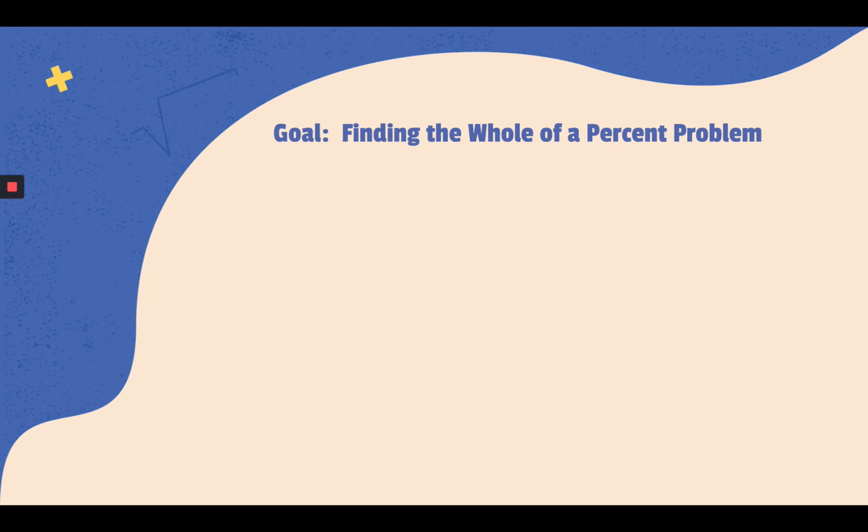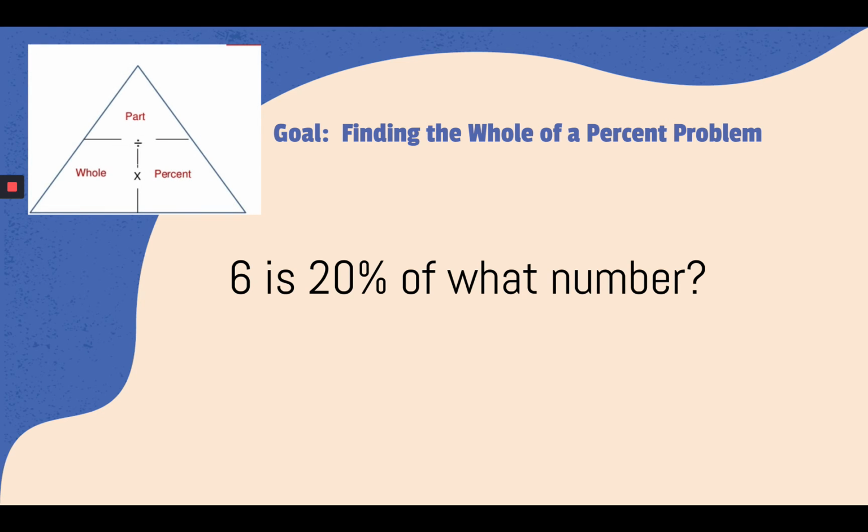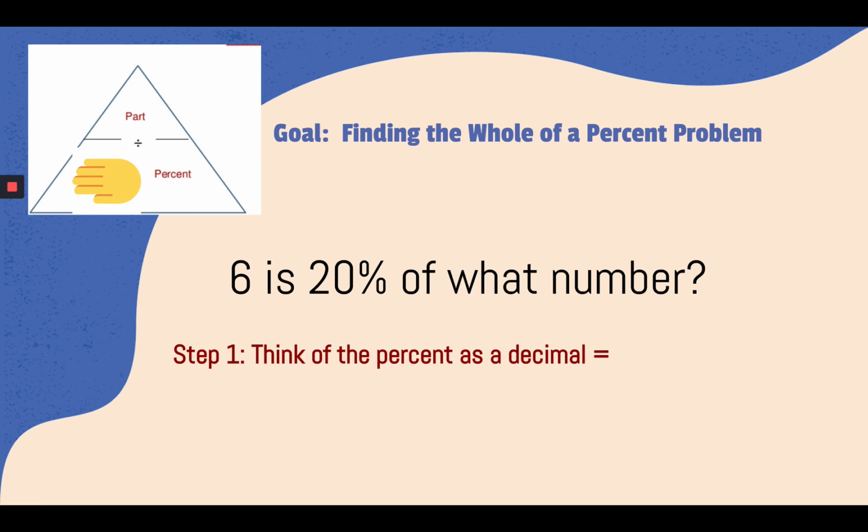Let's just jump in. 60 is 20% of what number? So you're looking for the whole amount. So remind yourself, cover up the whole amount. It's part divided by percent. So step 1 is think of the percent as a decimal. So 20% is 0.2.